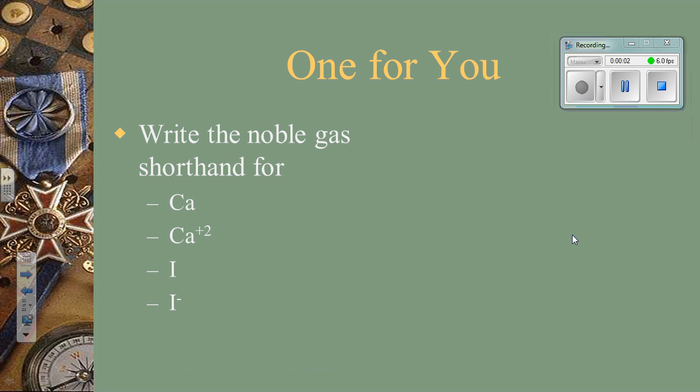Let's have a look at some examples of writing noble gas shorthands for some elements and for their ions. So here are elements: calcium and calcium ion, and iodine and iodide ion. What I'd like for you to do here is hit pause, and go ahead and write the noble gas shorthand notations for the calcium atom and calcium ion, and then for the iodine atom and the iodine ion. So push pause now, go ahead and write those things out, and when we come back, we'll look over what you got.